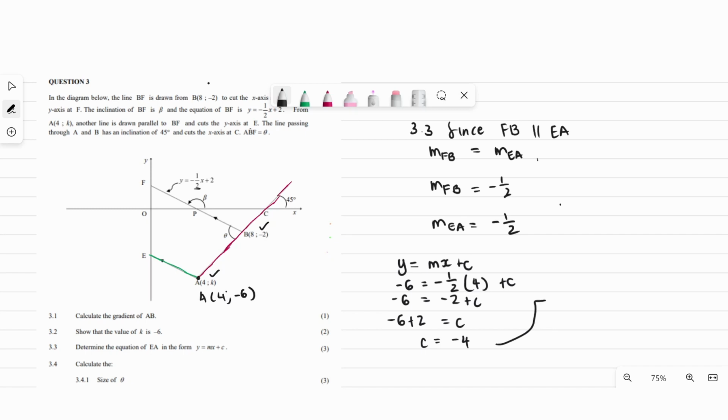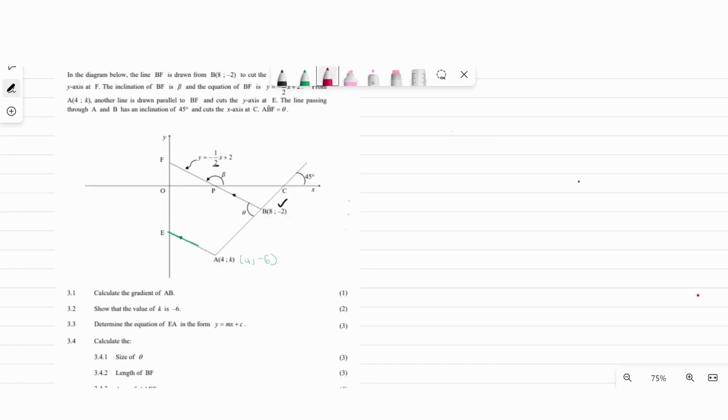Now, rewriting it as an equation, it's going to be y is equal to -1/2 x minus 4. And this is the equation for EA. So now let's do question 3.4. The first one, 3.4.1, says calculate the size of theta.